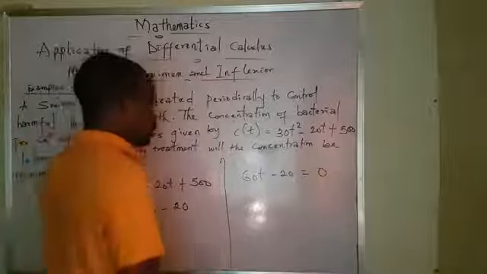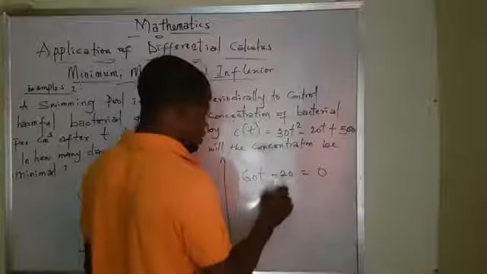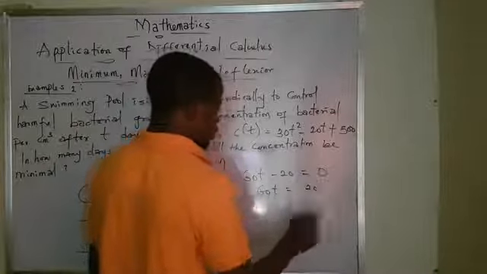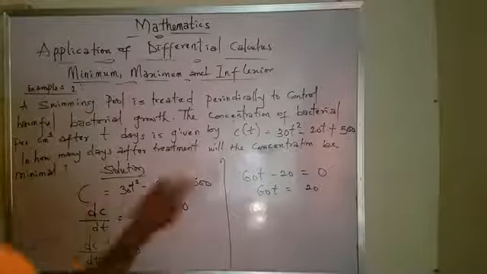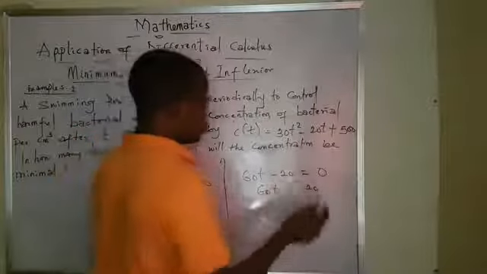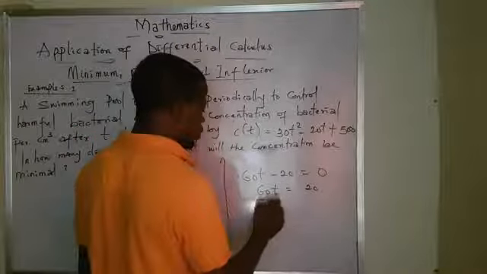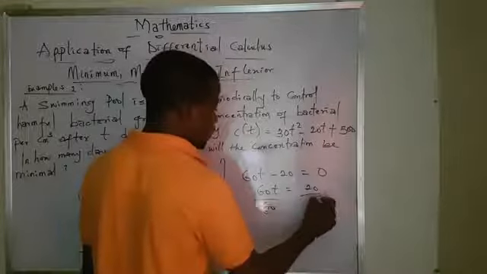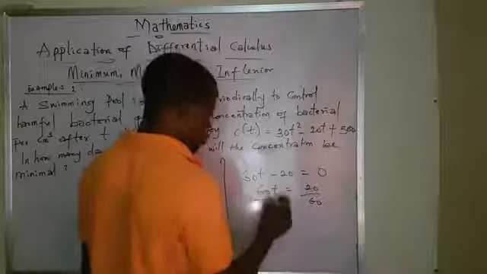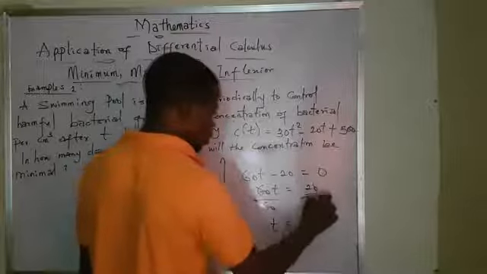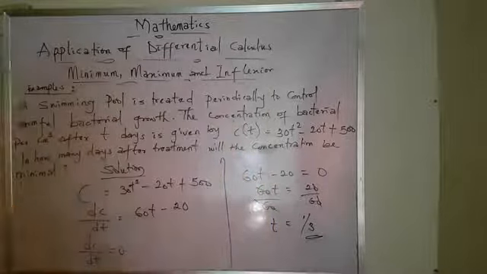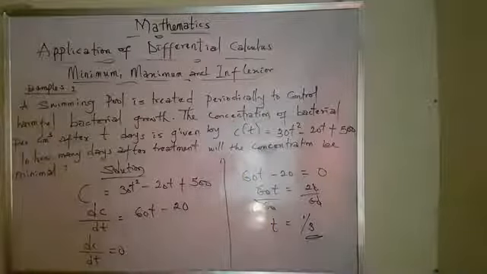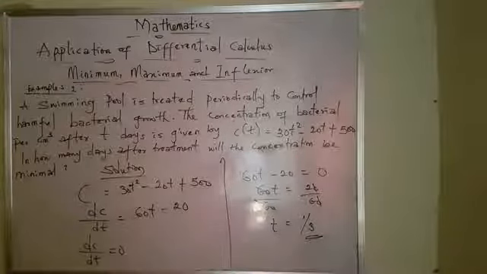So here, what do we have? 60T can be equal to 20. You divide both sides by 60. Let's cancel this. So T is 1/3. So that's like 1/3 of a day. So that is the solution to that very question.